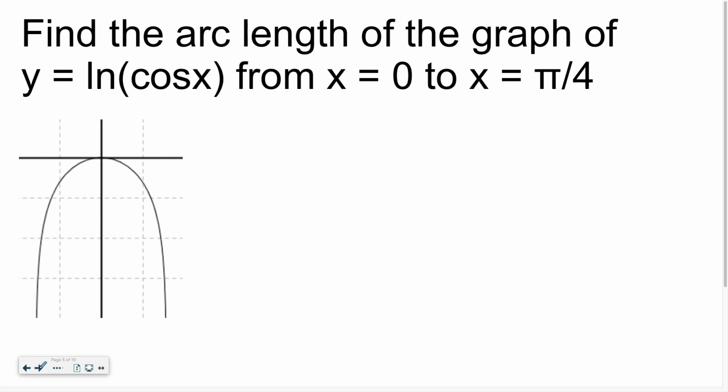I have a graph for you. This is the natural log of cosine of x. I want the arc length from 0 to pi over 4. Just write down what you need to. We'll work through it together.